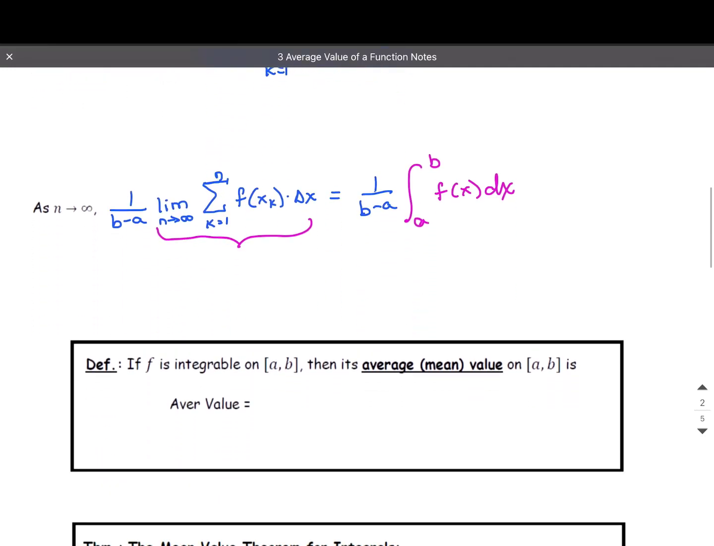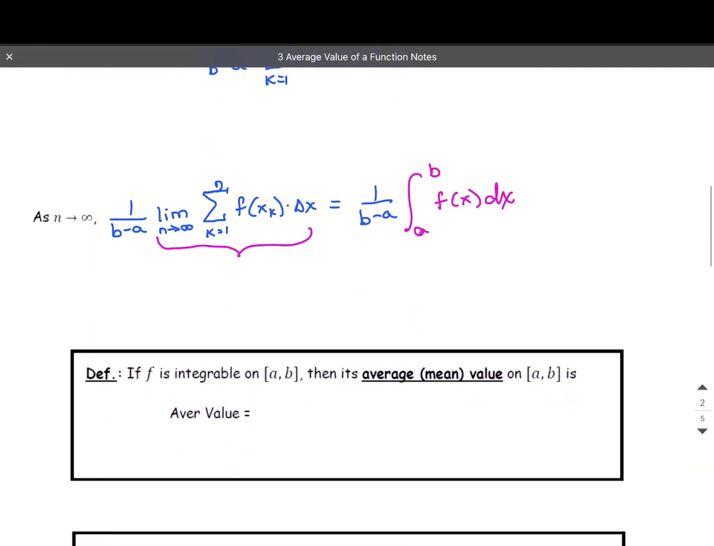So now you know that if f is integrable on the closed interval from a to b, then its average value or its mean value on that interval is 1 over b minus a times the integral from a to b of f of x dx. And that's a real important rule. That's one of those that, unfortunately, you have to know. I know I don't tell you to memorize too much. That's one you've got to memorize.